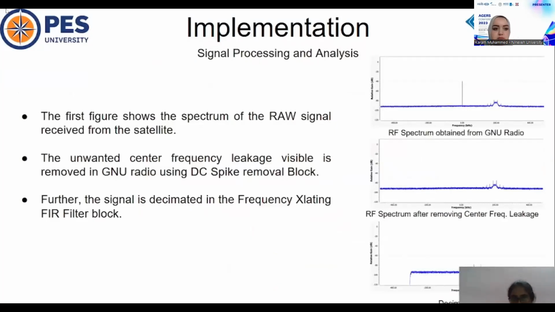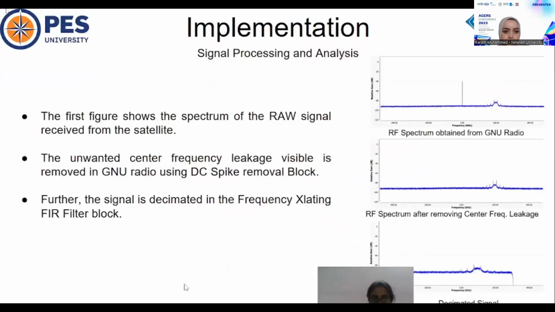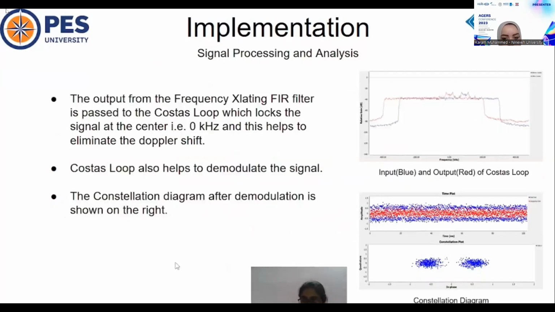These are the spectrums obtained after passing through each of the blocks in the signal flow graph. The first figure shows the spectrum of the raw signal received from the satellite. The second spectrum shows the removal of the unwanted center frequency leak. The third spectrum shows the decimated signal. The spectrum obtained after it is passed to the Costas loop is shown here in red. It locks the signal to the center, that is at 0 kHz, and the blue indicates the input. It helps to eliminate the Doppler effect, which helps in demodulating the signals. The constellation diagram after demodulation is shown below the spectrum.